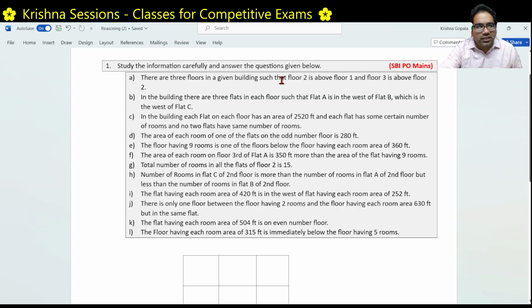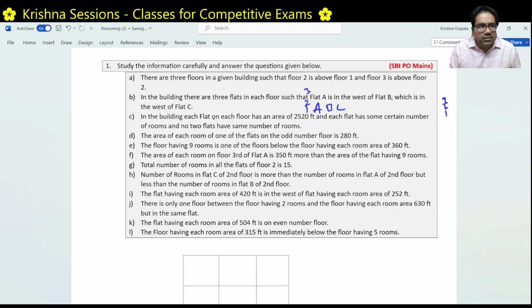There are three floors in a given building such that floor 2 is above floor 1 and floor 3 is above floor 2. So that means floor 1 is something like this, 2 and 3, somewhere like this. In the building, there are three flats in each floor such that flat A is in the west of B and B is in the west of flat C. So that means something like this, A, B, C. And floors 1, 2, 3, something like this. The building is situated like this.